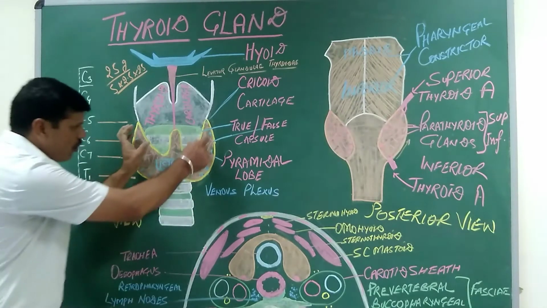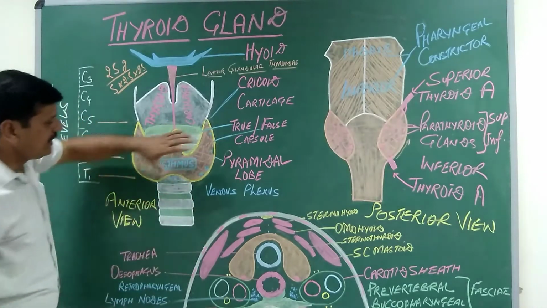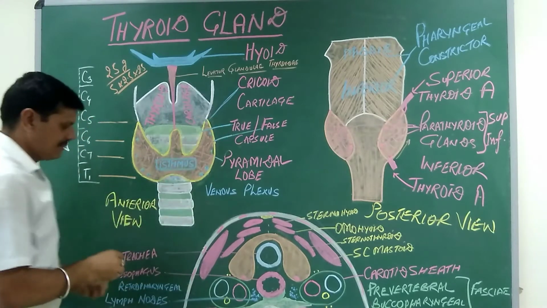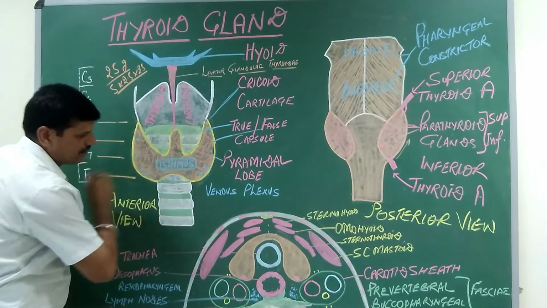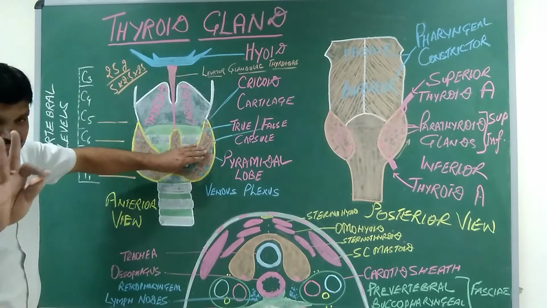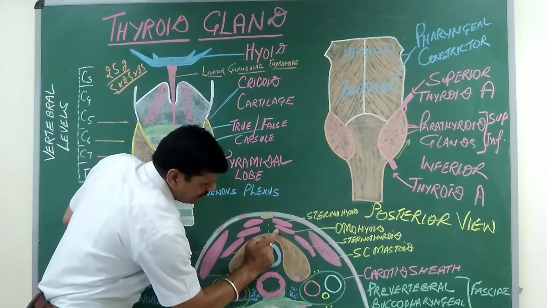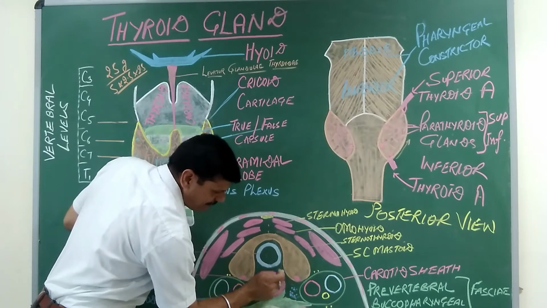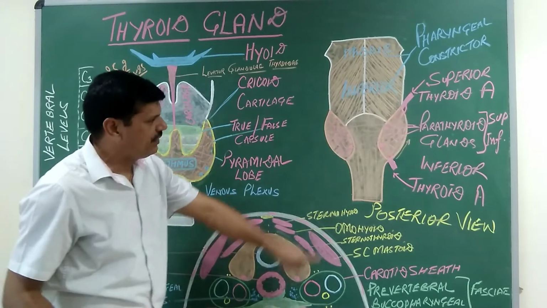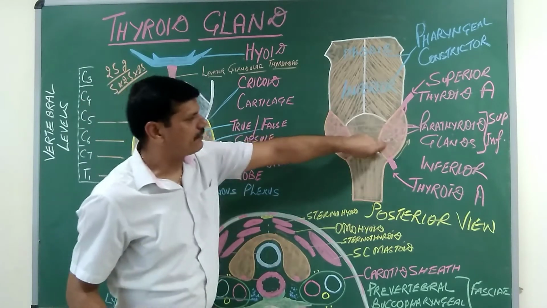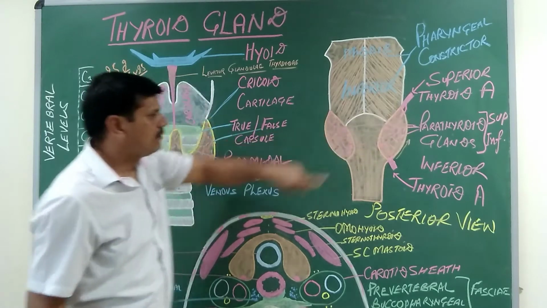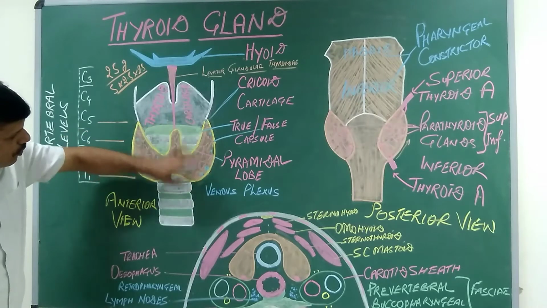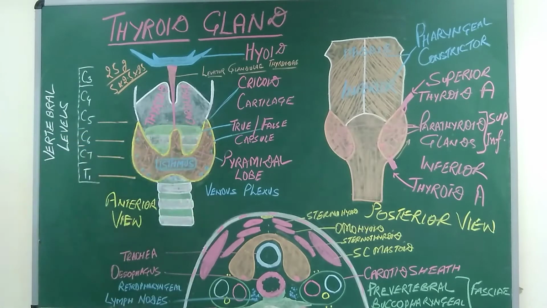Each lobe, left and right, has an apex, then a base. It has three surfaces. One is the lateral surface, having relation with the muscles, another is the medial surface, and the third is the posterior or posterolateral surface, where the parathyroid glands are present. Then it has two borders, the anterior border and the posterior border.